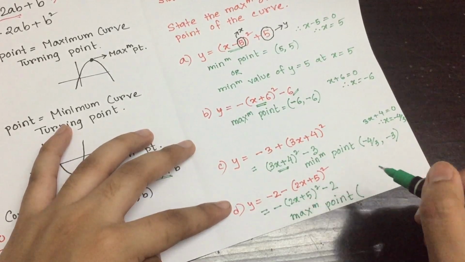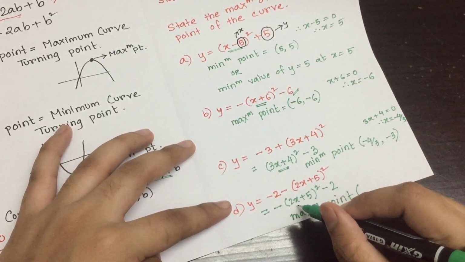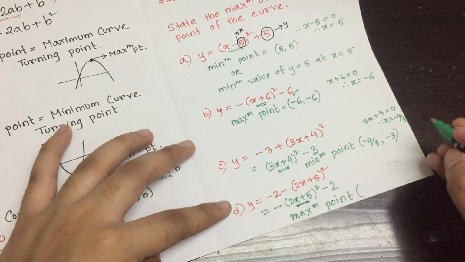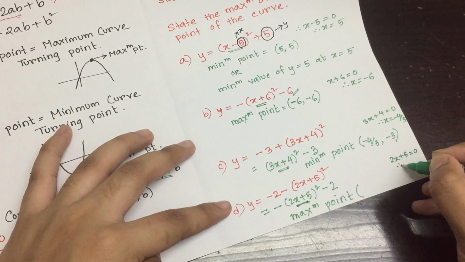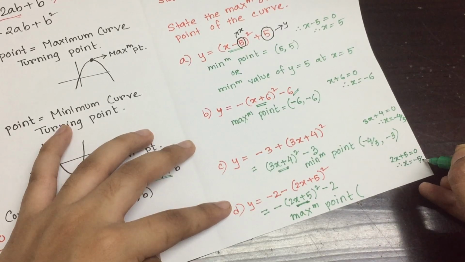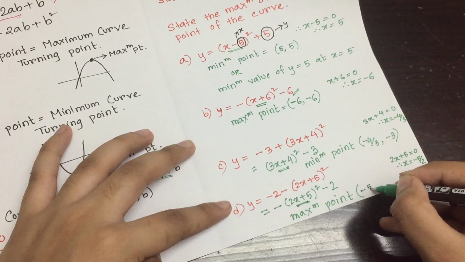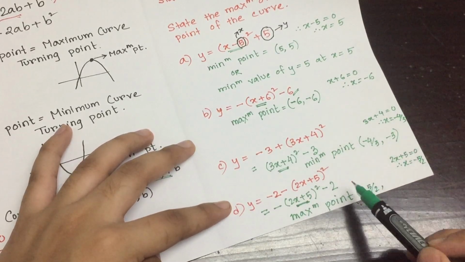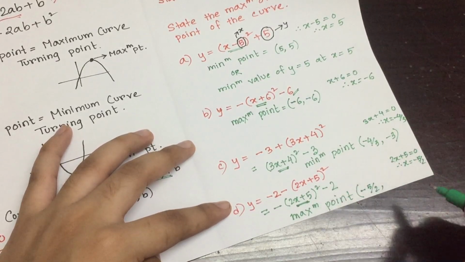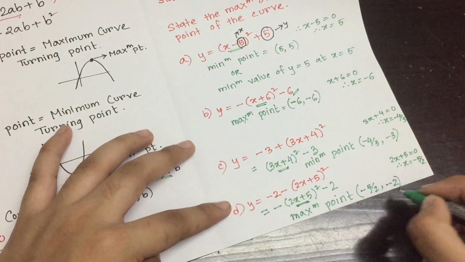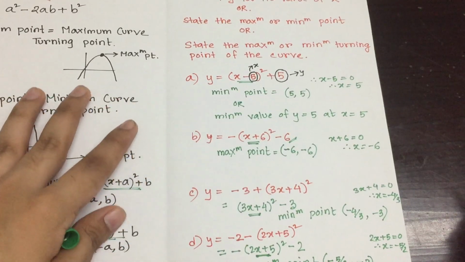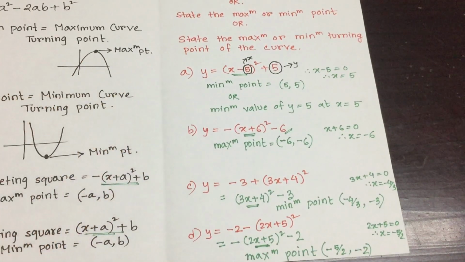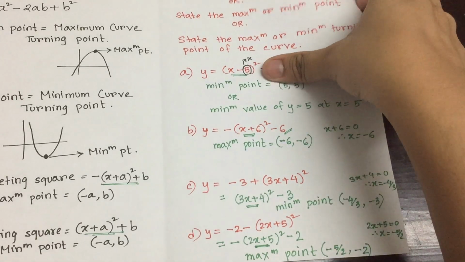And for this, in order to find the value of x, we will again equal this one to 0. So 2x plus 5 equals 0. That leaves me with minus 5 over 2. So the value of x is minus 5 over 2. And the value of y here, as you can see, is minus 2. So that's how you identify the maximum point and minimum point by using completing square. Now let's move on to the next part.